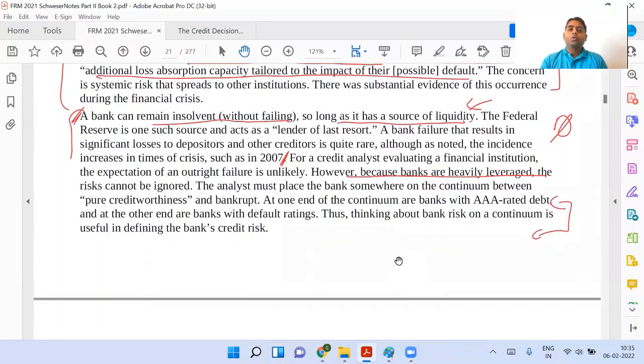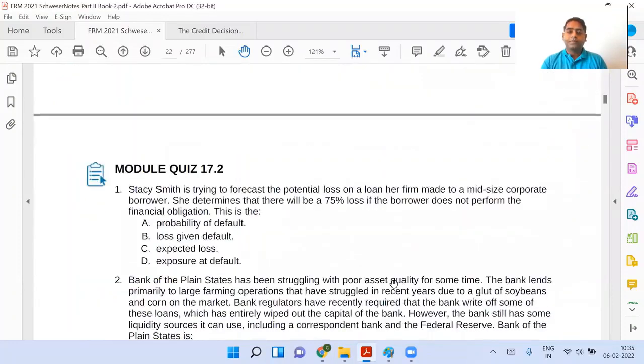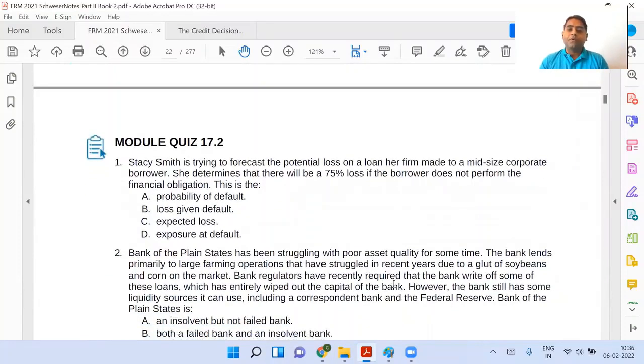Let us go towards the quick questions. Stacy is trying to focus on the potential loss of her loan to a mid-sized company. She determined that there will be a 70% loss if the borrower does not perform the financial obligation. Now, what is this? This is very easy, right? 70% loss if it defaults. This is loss given default.